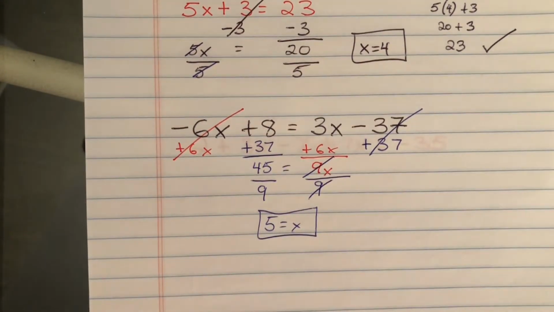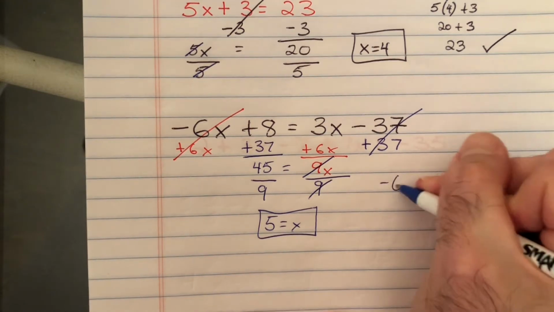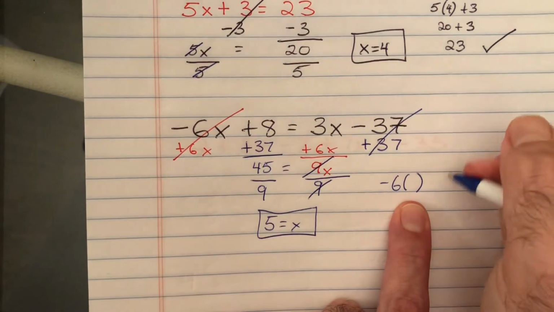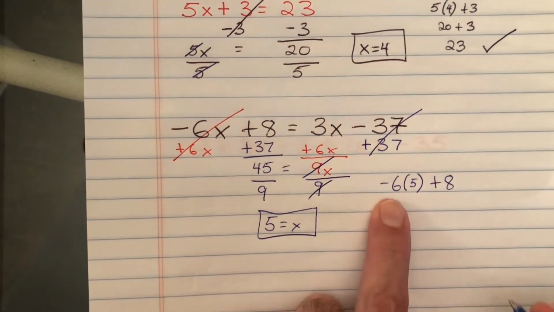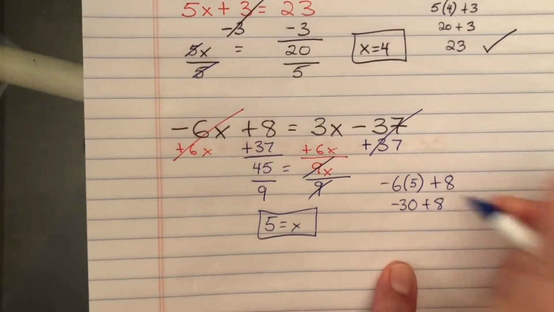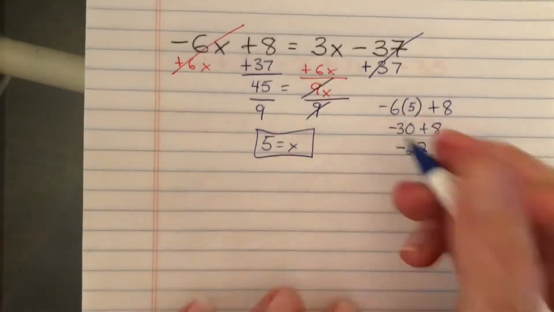Do I want to check it? Yes. My original was negative 6 times x, so I'm going to put a 5 in there. Plus 8. So negative 6 times 5 is negative 30. Plus 8 is negative 22. Does it match on the other side?